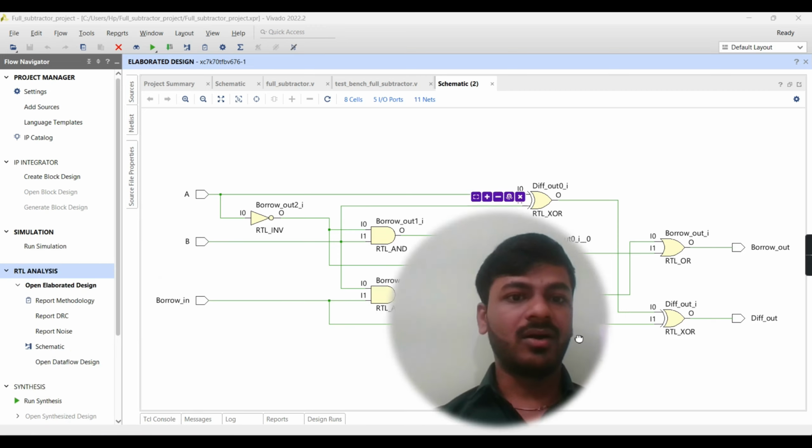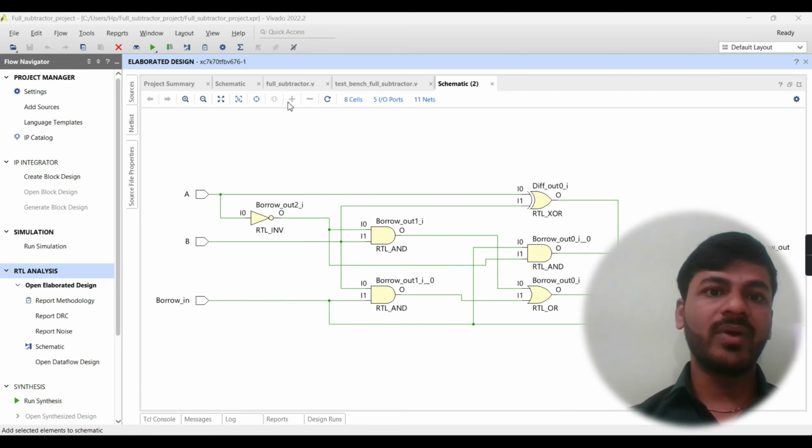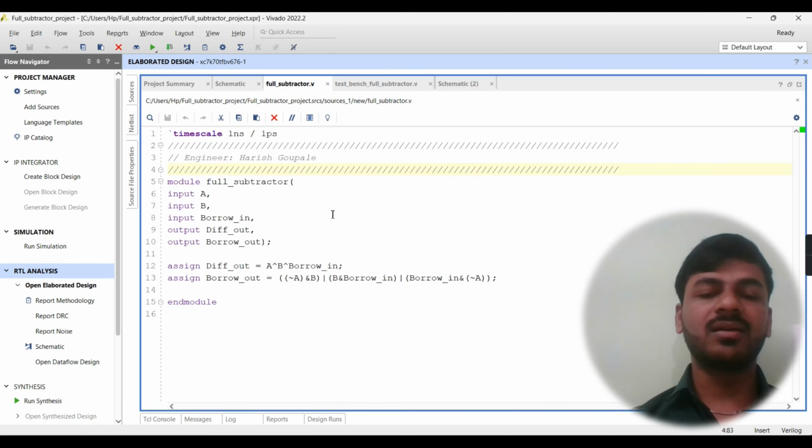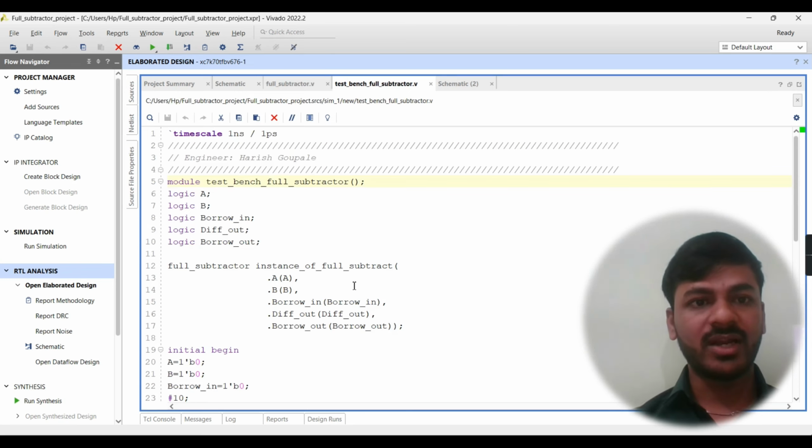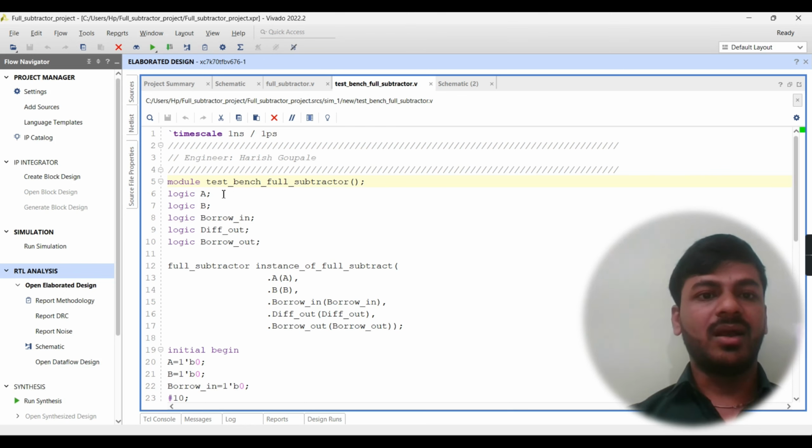Okay, now to verify this full subtractor, I have written a simple test bench code also, so we'll go through that code. My module name is testbench full subtractor, and these are the input and output variables. Same, the number of variables. I input A, B, borrow in, and output borrow out, difference out. Here I have taken an instantiation of full subtractor.